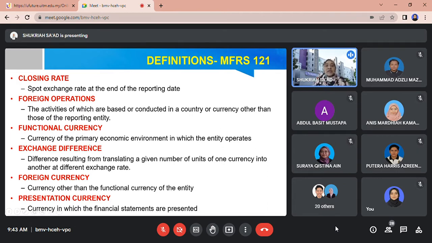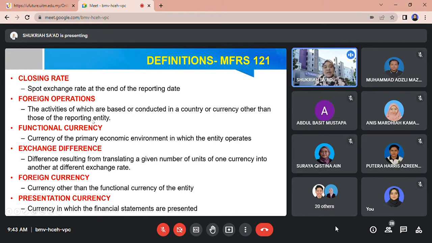So these are the terms or definitions related to foreign operation. We have closing rate. Closing rate ialah spot exchange rate. This one you all dah tahu dah. What is spot exchange rate? Dalam FAR620 dah kata, spot exchange rate is an immediate rate ataupun rate sekarang. Foreign operations are activities which are based or conducted in the country or currency other than the reporting entity's, maknanya other than the company lah.